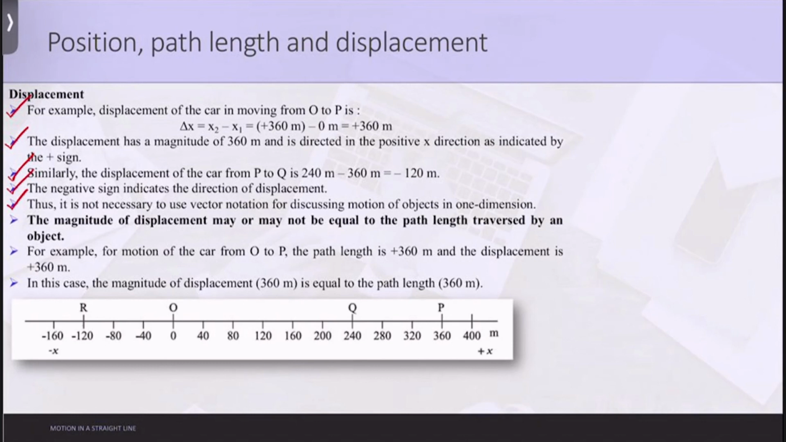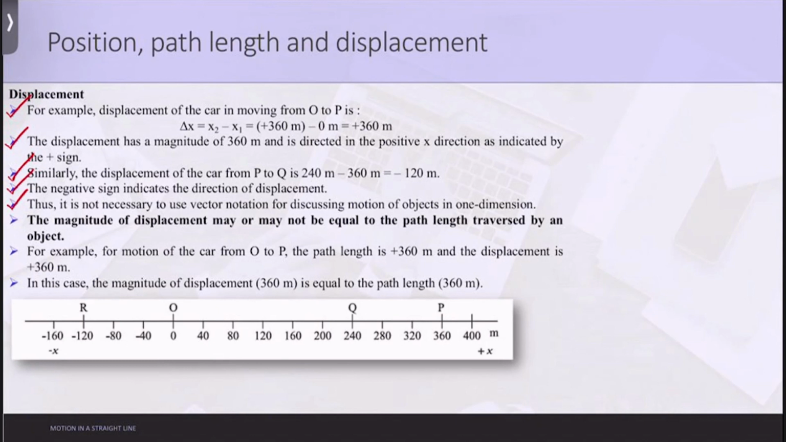Next line says that the magnitude of displacement. What does the magnitude mean? Magnitude is basically the value which comes. So let's say, what is the magnitude of the first displacement? It's plus 360. And what is the magnitude of the second displacement? It's minus 120. The mod of these magnitudes will give you 360 and 120 meters. So the magnitude of displacement may or may not be equal to the path length traversed by an object.